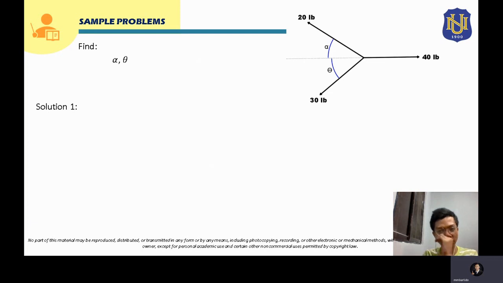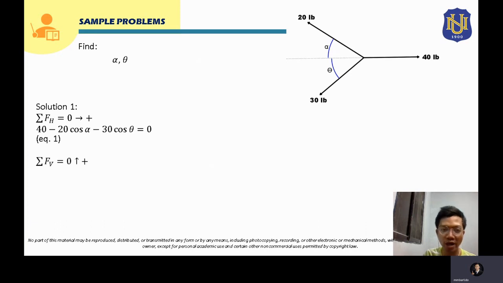So for our solution 1, this is summation of forces horizontal is equal to 0, positive for forces directed to the right. So this will be 40 minus 20 cosine alpha minus 30 cosine theta is equal to 0. So this will be our equation 1. Now for summation of forces vertical is equal to 0, positive for forces directed upward. So this will just be 20 sine alpha minus 30 sine theta is equal to 0. So this will now be our equation 2.